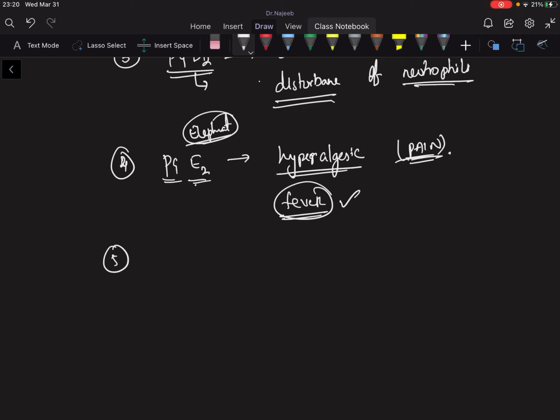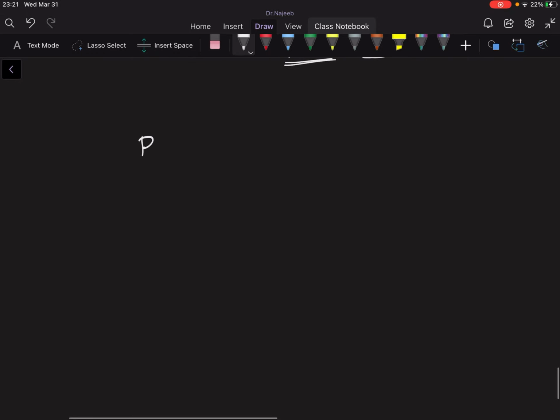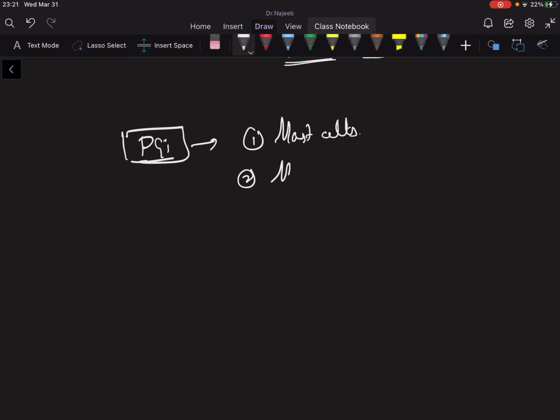So next we will talk about prostaglandin F2. Prostaglandin F2 causes contraction of the uterus, and not only that, it causes contraction of the bronchial smooth muscles. Okay, so that was about prostaglandins. And where can you find these prostaglandins? That is very important. Prostaglandins are mainly found in the mast cells, macrophages, and endothelial cells.